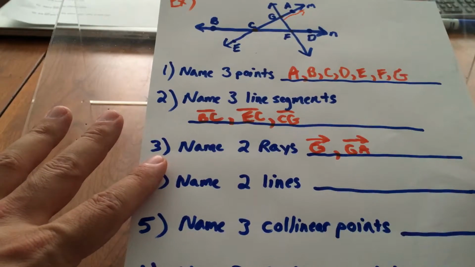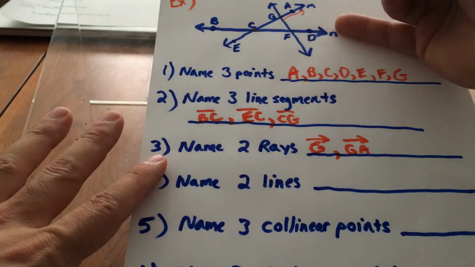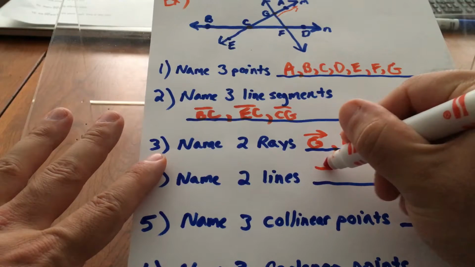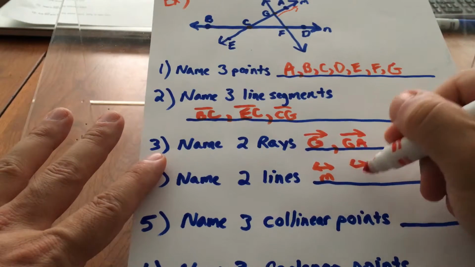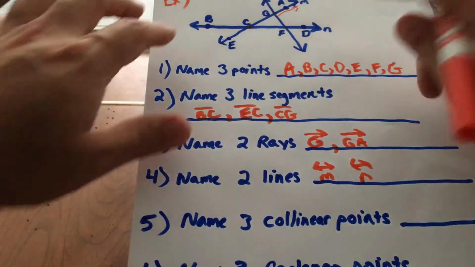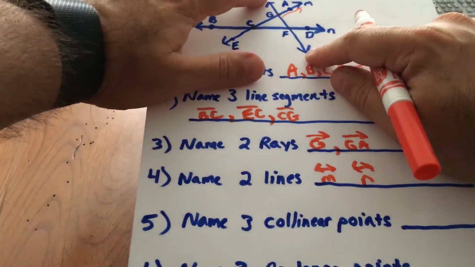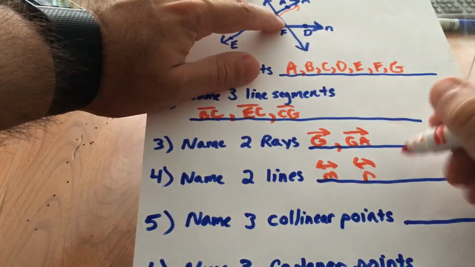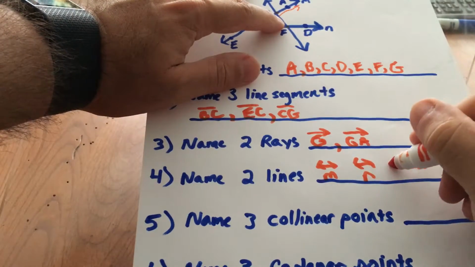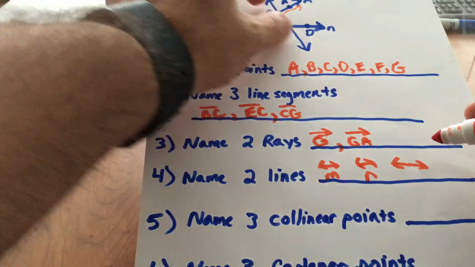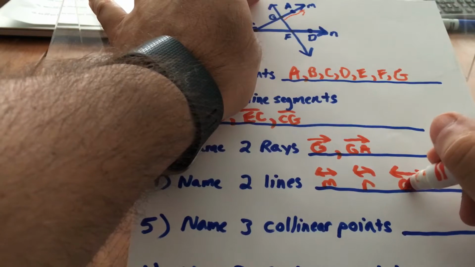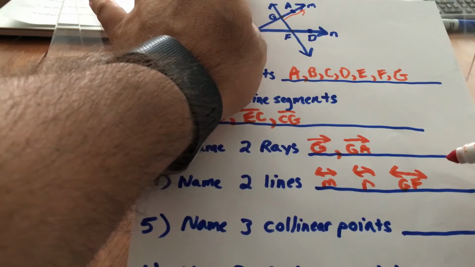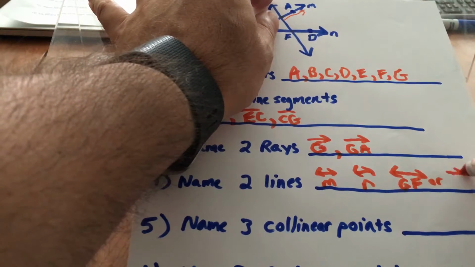This says name 2 lines. The only 2 lines they really have labeled are M and N. So you can say line M and line N. But there is another line here. If you wanted to label that, you could call this line GF if you wanted to. The convention would be, if they don't put a lowercase letter there, the way you could call that line is pick 2 points on that line and call it line GF, or you can call it line FG, however you want to do that.